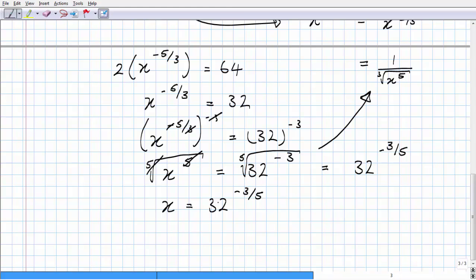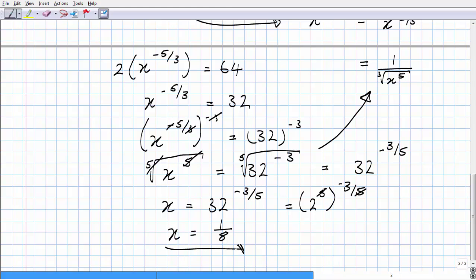You could say 32 is equal to 2 to the power of 5, so we could simplify it as 2 to the power of 5, to the power of negative 3 over 5, and then that 5 and that 5 cancel. 2 to the power of 3 is 8, negative, so x is equal to 1 over 8. Okay, and you can write that as a fraction or however you want.